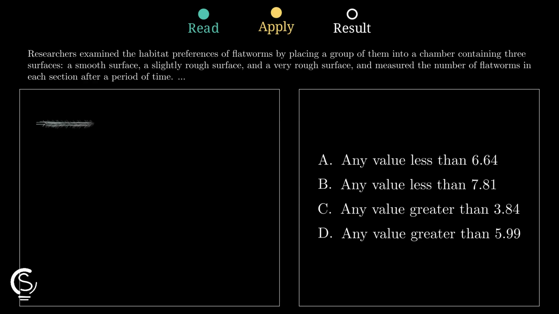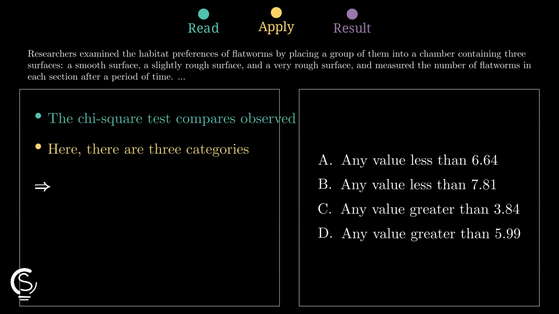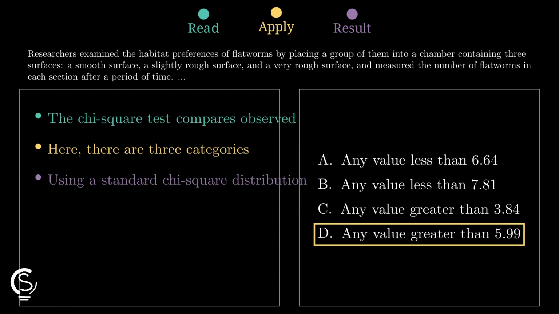Next, we look at the chi-square distribution table for 2 degrees of freedom at a p-value of 0.05. This gives us a critical value of exactly 5.99. To reject the null hypothesis, our calculated value must exceed the critical number. This makes option D the only correct choice.